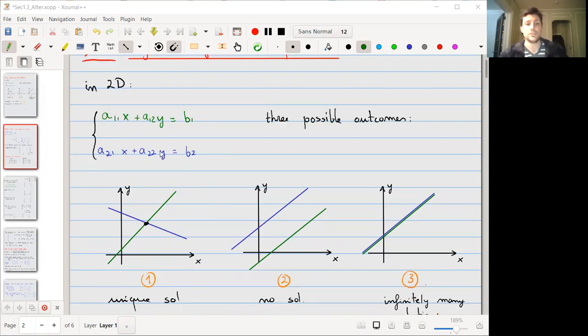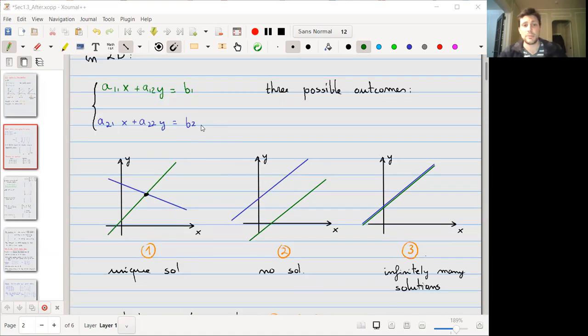In two dimensions, you should remember that there are three possible outcomes for this linear system. Every one of its equations corresponds to a line in the plane, and depending on the reciprocal positions of the lines, we have three different scenarios. If the lines intersect, they will intersect exactly at one point. We'll get a unique solution to our linear system. Or the lines may be parallel, that's scenario 2, in which case there's no solution to the linear system. Or the lines could coincide, in which case we have infinitely many solutions to our linear system.